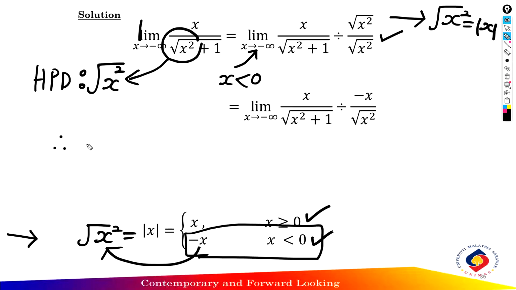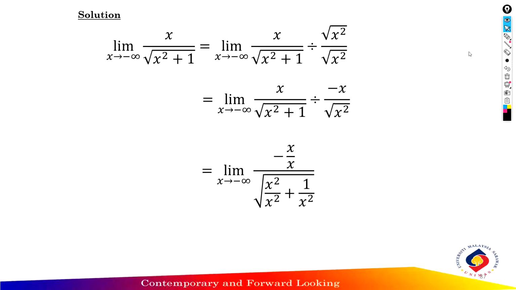Okay, so √(x²) here equals negative x. So you replace √(x²) with negative x. So x is divided by negative x, and the denominator of the function, √(x² + 1), is divided by √(x²). First the numerator, x divided by negative x. And the denominator is √(x²) over x², plus 1 over x². So here you cancel: x over x equals negative 1, and x² over x² equals 1.